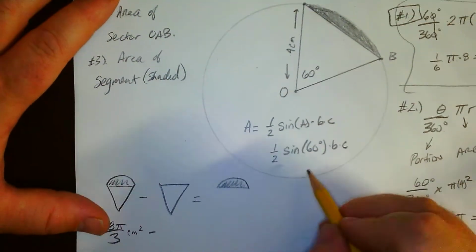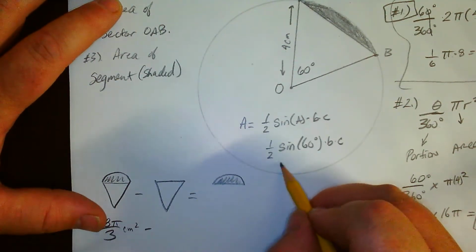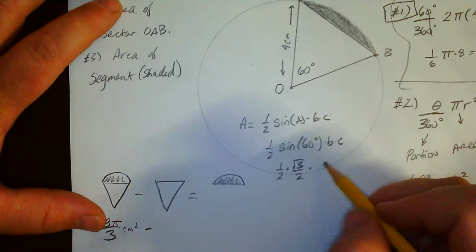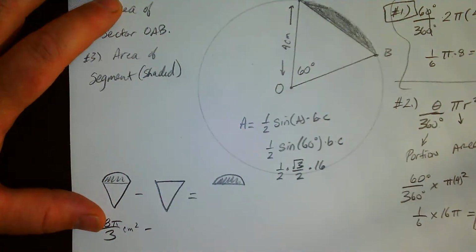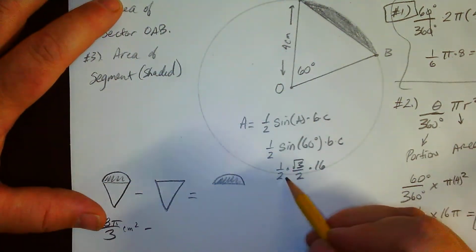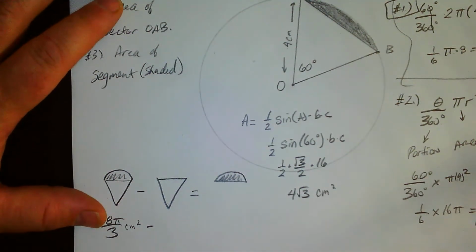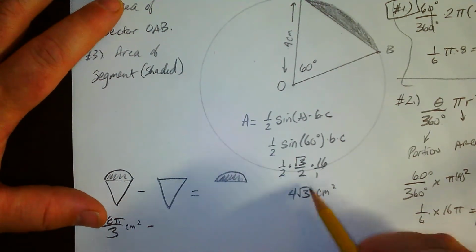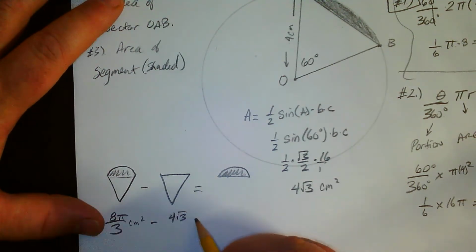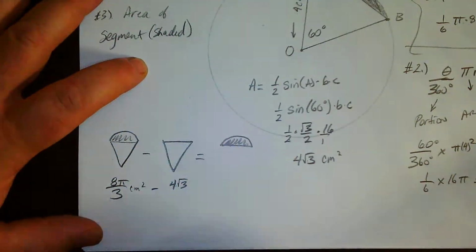Now I happen to remember that the sine of 60 degrees is square root of 3 over 2. So what we have right here is 1/2 times square root of 3 over 2, times B times C. So that's times 4 times 4, which is 16, right? So that's going to be 4 root 3 centimeters squared. That would be the area of the triangle. If you reduce all this, 4 goes into 16 4 times the square root of 3. 4 root 3. That would be our final expression right there. That would be exact. Can't simplify it or anything like that.